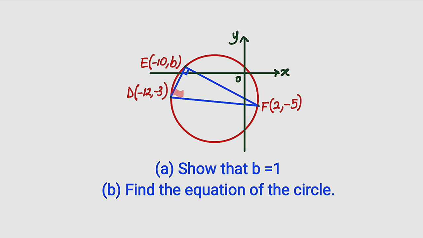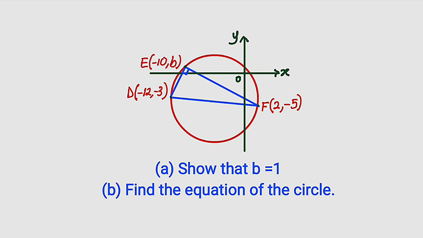We have an inscribed right angle triangle on a circle that has the points D, E, F. But if you observe, point E has a missing coordinate, which is a coordinate of Y, B. We are asked to show that B is equal to 1, though B could be any other value, but one of the values must be equal to 1. And secondly, we are asked to find the equation of this particular circle. All right, let's get started.